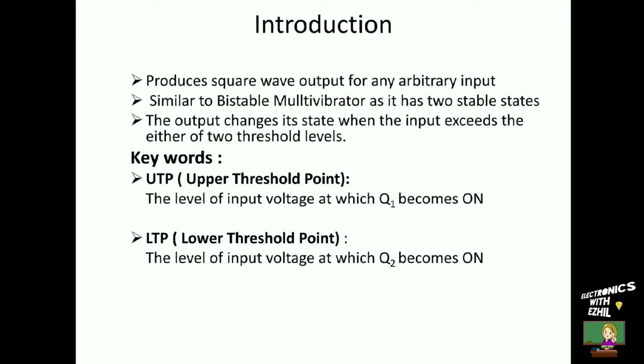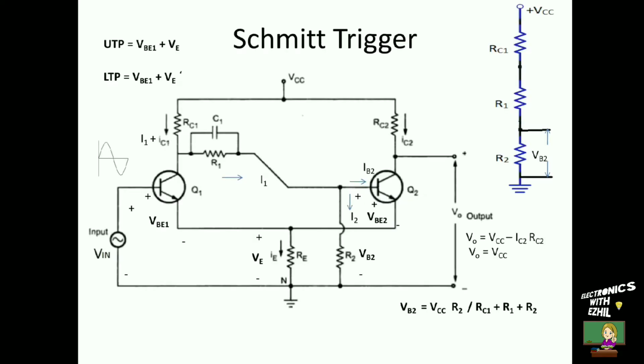The output of this Schmitt trigger circuit changes its state when the input exceeds certain threshold levels, which are upper threshold point and lower threshold point. They are simply called as UTP and LTP. UTP is the level of input voltage at which transistor Q1 becomes on, and LTP is the level of input voltage at which transistor Q2 becomes on.